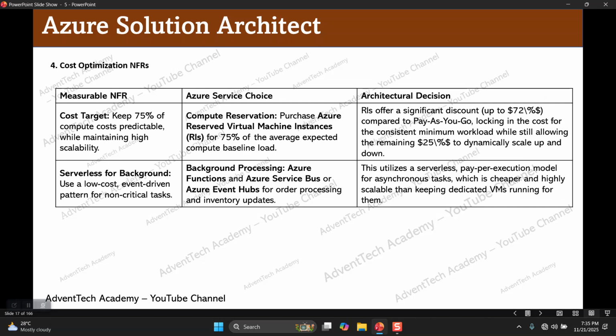Cost optimization NFRs. For example, if the cost target is to keep 70% of the compute cost predictable while maintaining high scalability, for this requirement we should go for compute reservation. Purchase Azure Reserved Virtual Machine Instances, RIs. That will reduce the cost by almost 75%. So the architectural design is that RIs offer a significant discount, up to 72% compared to pay as you go.